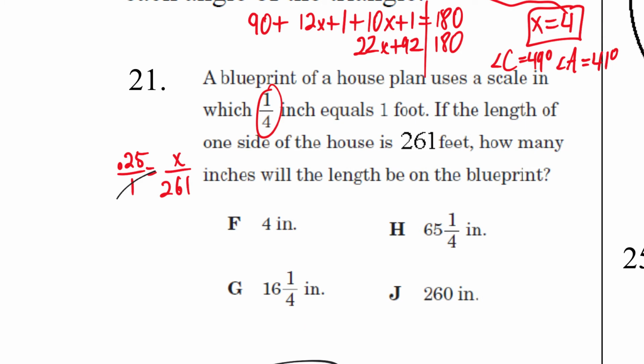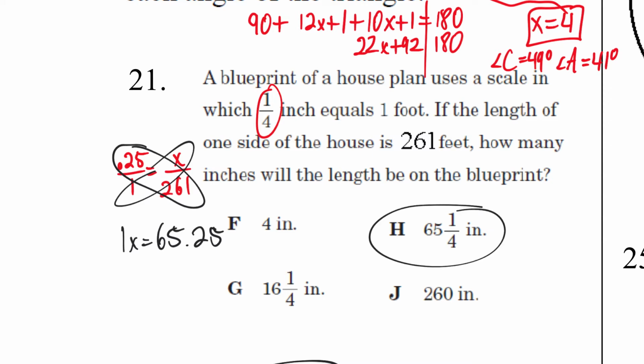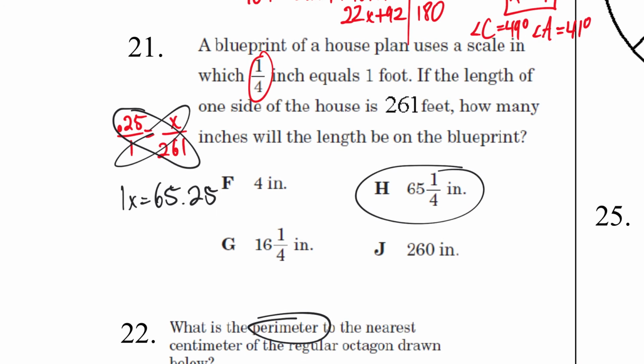Okay, on 21, when you cross multiply, you get 1x equals 65.25, which is just that right there.